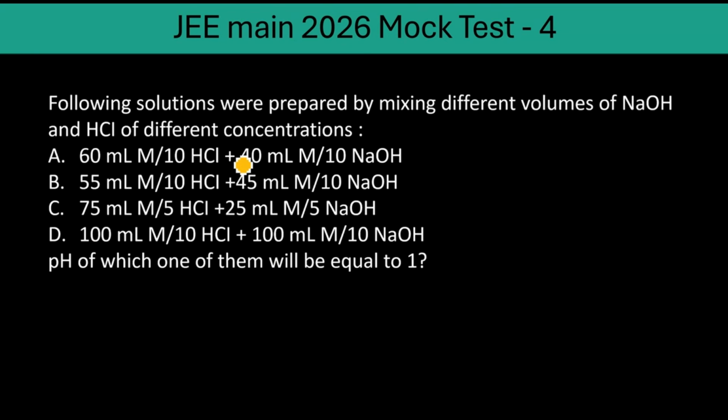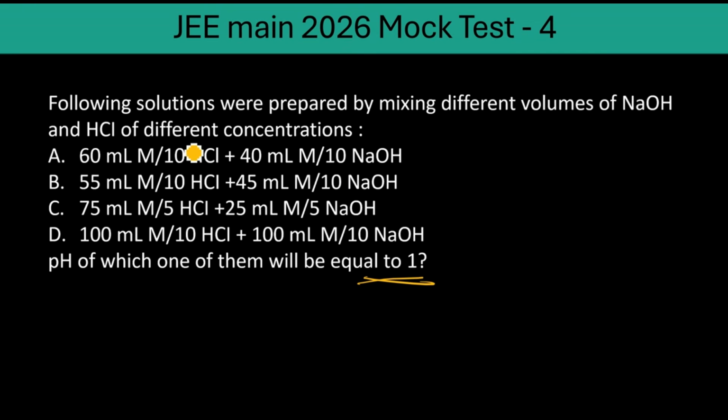Four solutions were prepared by mixing different volumes of NaOH and HCl of different concentration. These are the different volumes and concentration given. pH of 1, which of them will be equal to 1? So which of these are having the pH that's equal to 1? So let's try to solve one by one. 60 ml of M by 10 HCl, 40 ml of M by 10 NaOH. So both are having the same n factor.